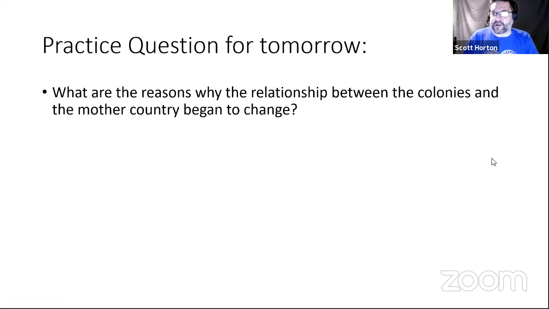So a quick practice question for you to think about tomorrow. What are the reasons why the relationship between the colonies, the British colonies, of course, and the mother country began to change in the late 1700s? What would be the things that would cause that relationship to go in a little different direction than the connections that we talked about at the end of the lesson today?